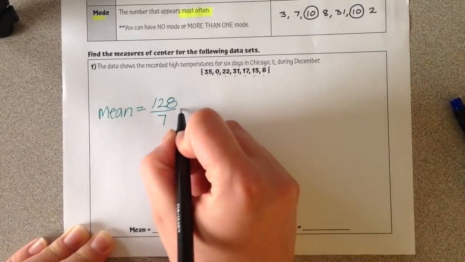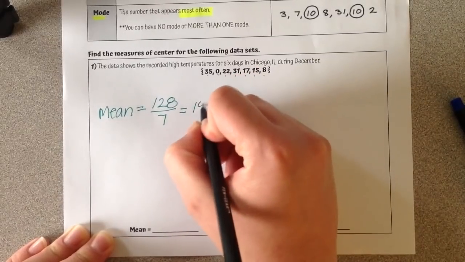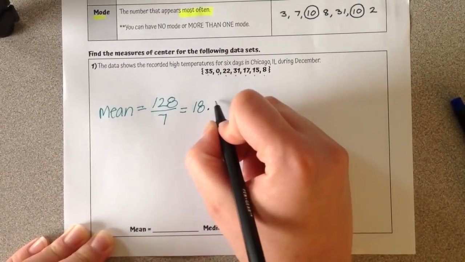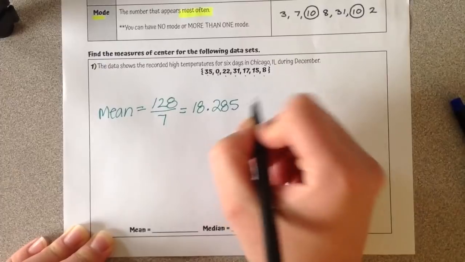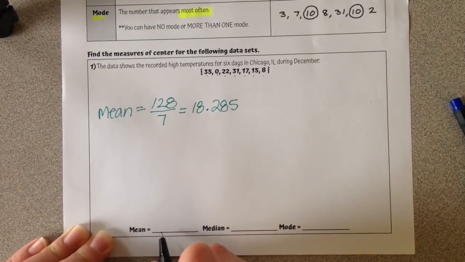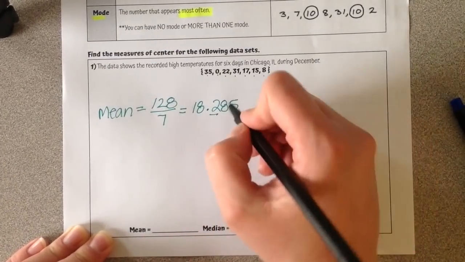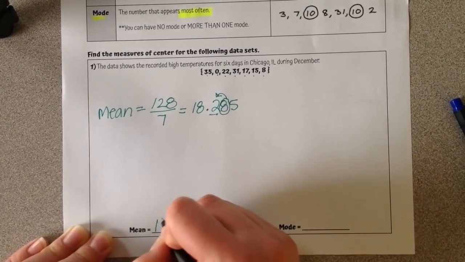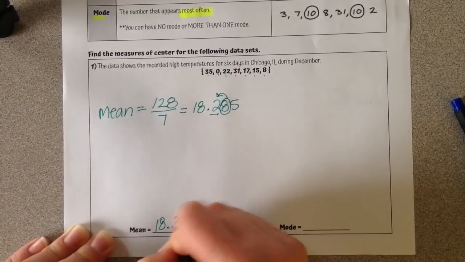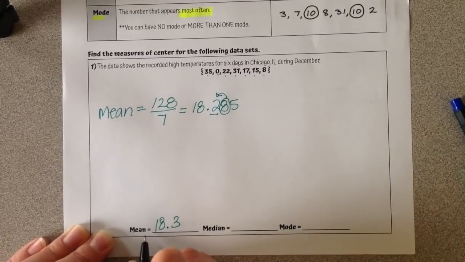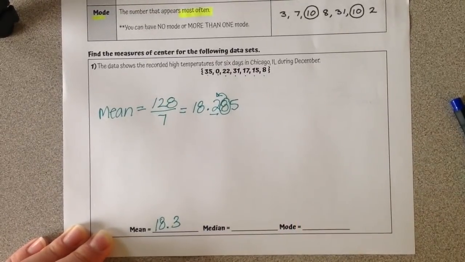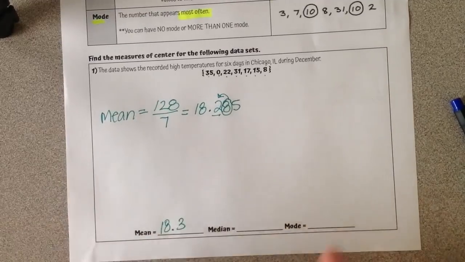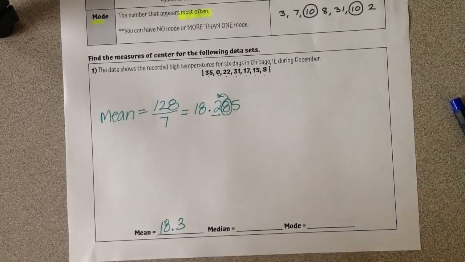128 divided by 7 equals 18.285. So that is my mean. I'm going to round it to the nearest tenth. I'm going to look at these numbers. My 8 tells me I'm going to round up. So my mean is 18.3. So the average temperature from these 6 days is 18.3 degrees, freezing cold.